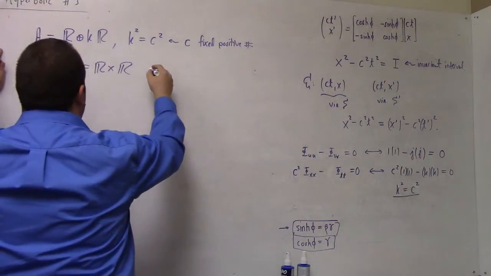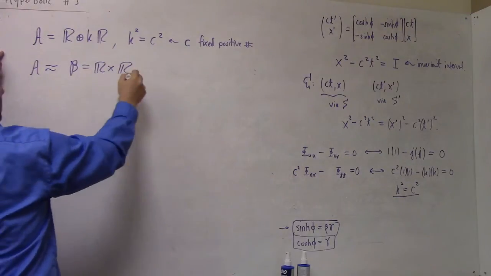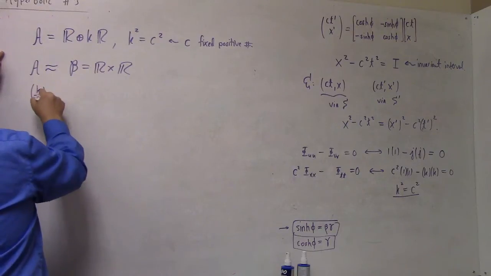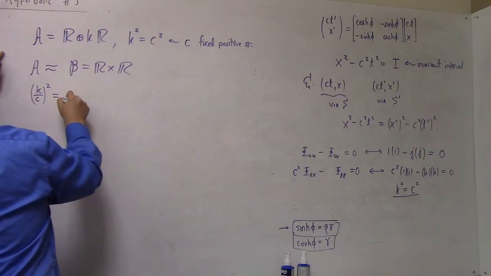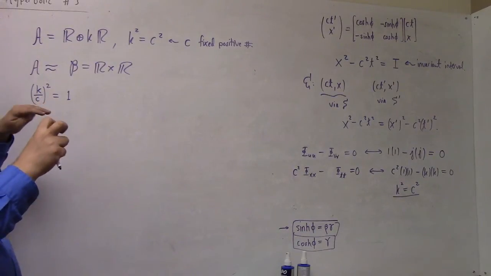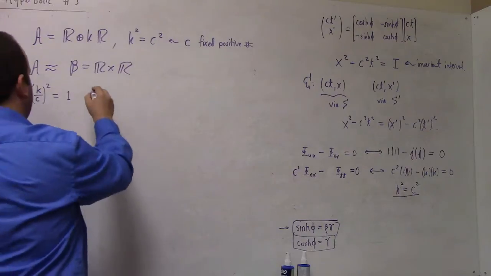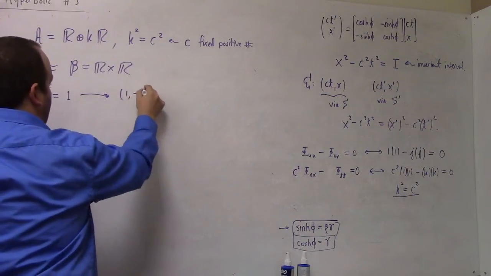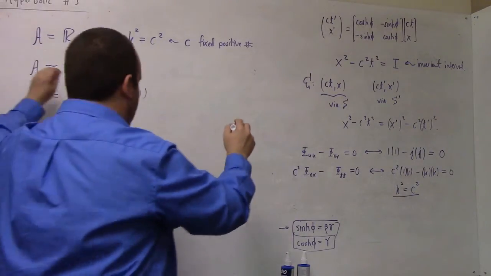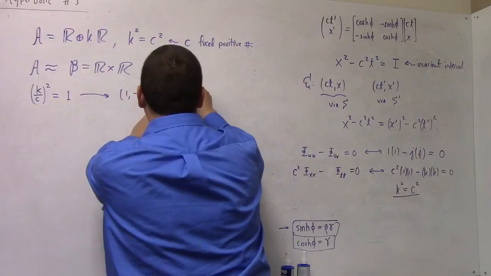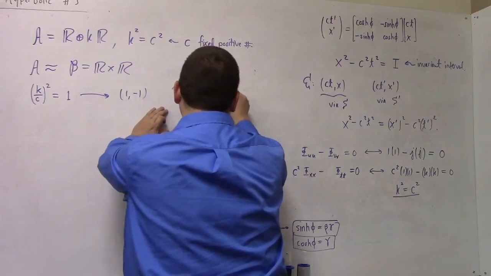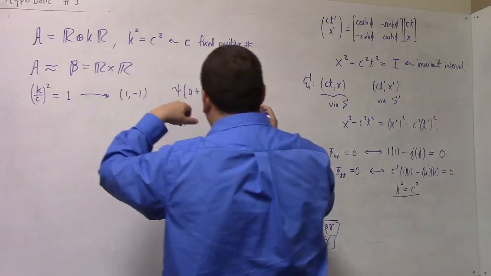So check it out. We have in A, K over C squared is equal to 1, right? So K over C is like my quote-unquote J. I want to map that to 1, minus 1 like we did yesterday. And so my isomorphism would be this. A plus BK equals to, oh, sorry, I'm getting ahead of myself.